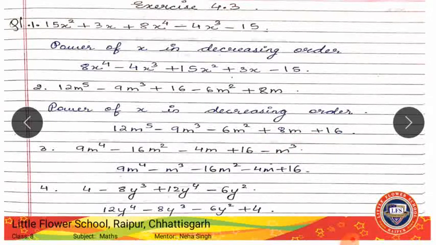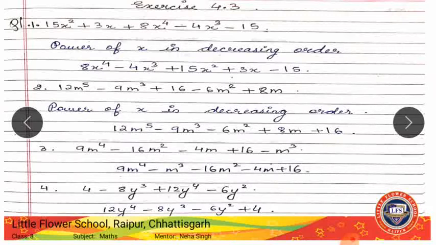Moving on to the third question, it is similar. We'll arrange the power of x in decreasing order. This step you are going to write in this question also, and in the fourth question also I have written it in 2 and I have excluded it in these questions. So power of x in decreasing order, first will be 9m square, then minus m cube, then minus 16m square minus 4m and plus 16.